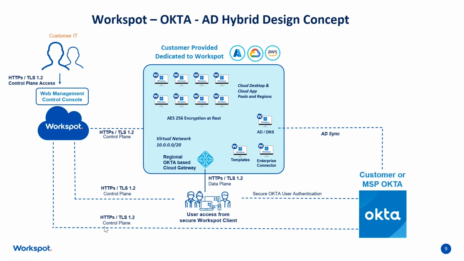Now we're going to switch gears a little bit, building on that AD hybrid design concept. But what we're going to do here is switch out the IDP, and Workspot natively supports Okta. So again, same type of concept where the user is redirected to, this time instead of Entra ID, Okta. And the same concept with the OIDC token coming back through the gateway applies. And then the compute objects are all Active Directory joined. Nothing else changes. Still the fundamental design applies. We're just pointing to a different IDP.